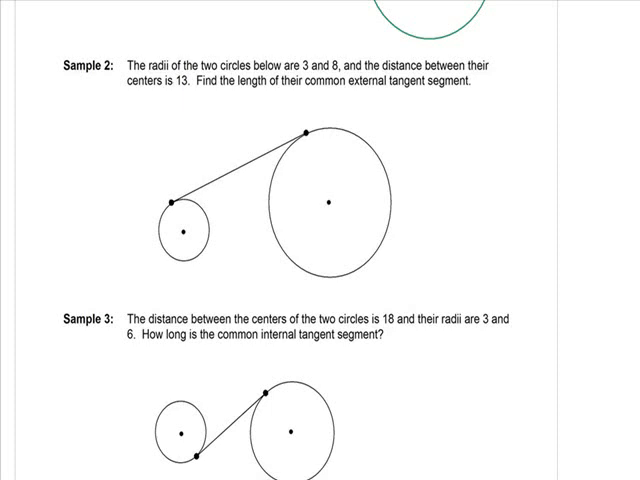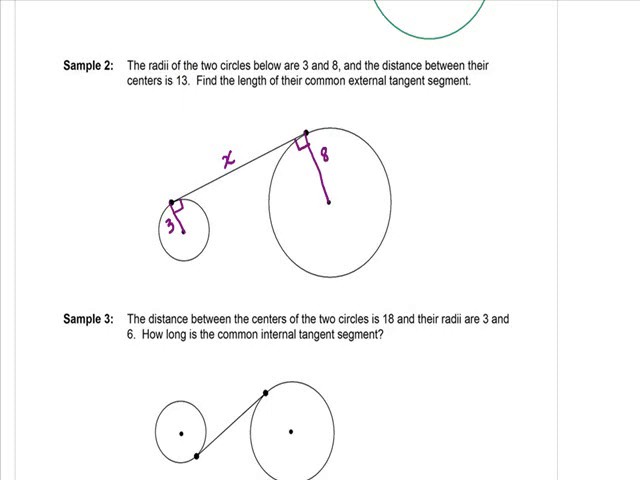Try to work a little ahead of me. And the distance between their centers is 13. So this time we're trying to find the common external tangent. This one is 3, and this one is 8. We know that radii are perpendicular to tangent lines.